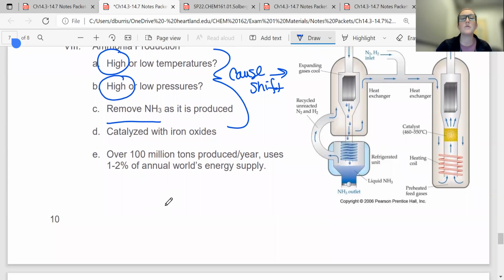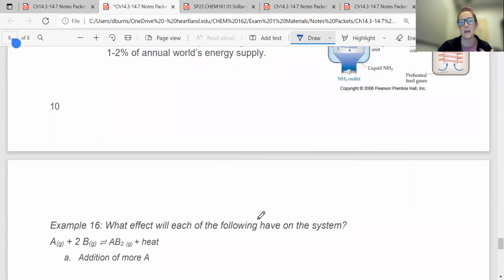Why is this important? Well, over 100 million tons are produced a year, which uses 1 to 2% of the annual world's energy supply, which is a lot if you think about it. It uses an insane amount of energy, but ammonia is extremely important to drive agriculture so we have things to eat. So that's why I talk about the Haber process. It's a really great example for what we're talking about.